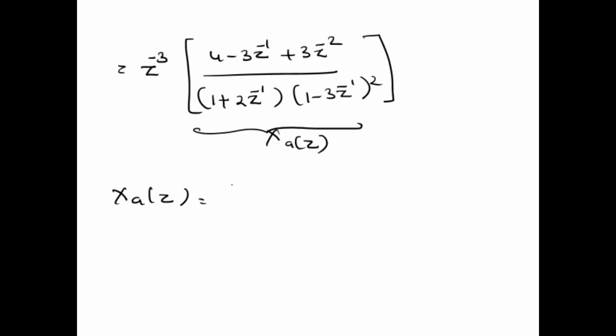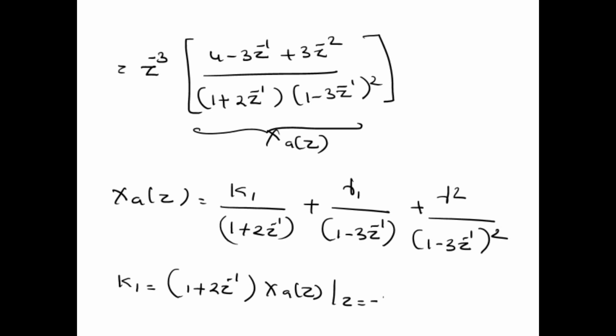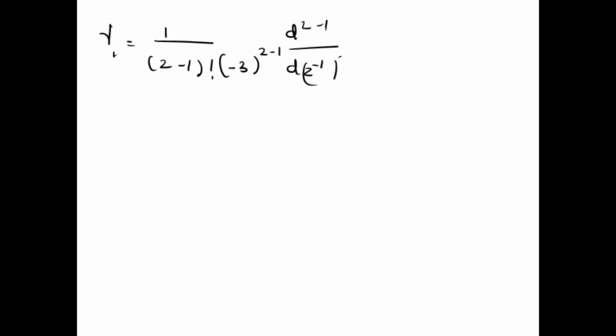Xa of z is equal to k1 divided by 1 plus 2z inverse plus gamma 1 divided by 1 minus 3z inverse plus gamma 2 divided by 1 minus 3z inverse whole square, where k1 is equal to 1 plus 2z inverse into xa of z at z is equal to minus 2, which is equal to 1. Then gamma 1 is equal to 1 divided by 2 minus 1 factorial into minus 3 to the power 2 minus 1 into d 2 minus 1 divided by dz inverse of power 2 minus 1 into 1 minus 3z inverse square into xa of z. At z is equal to 3, we get the answer as 1.